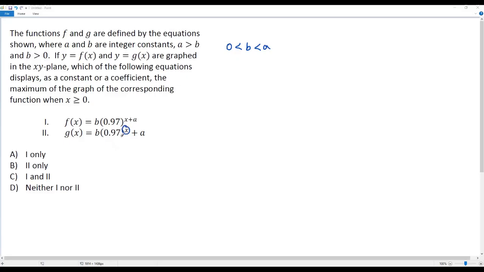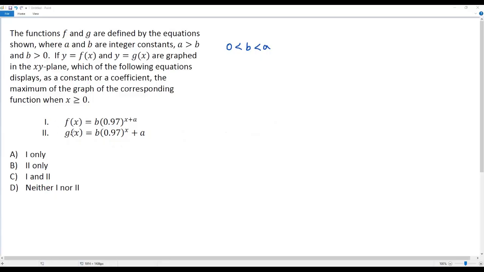Now let's plug in x equals 0 to get the maximum value of the function g of x, that is b times 0.97 to the power of 0 plus a. Here 0.97 is raised to the power of 0. Anything raised to the power of 0 is equal to 1. 1 times b is b, then we get b plus a. So this is the maximum value of the function g of x. Now we have to check whether this maximum value is displayed either as a constant or coefficient over here. But this maximum value b plus a is not displayed as a constant or coefficient over here. So the function g of x also does not display its maximum value either as a constant or coefficient.